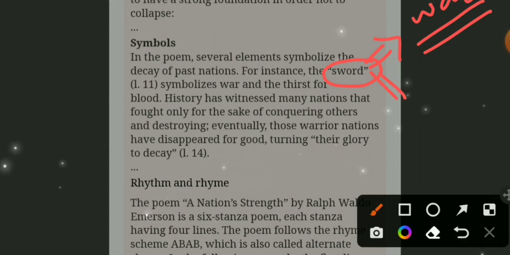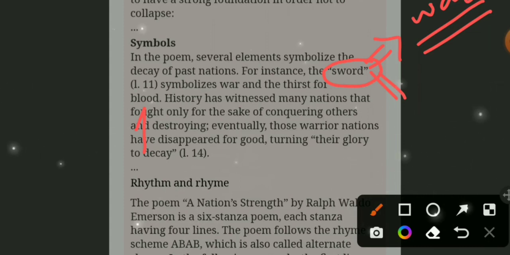Now talking about the rhyme scheme of the poem, if we go by the first stanza: high, strong, defy, throng. The rhyme scheme of the poem is high, A, strong, B, defy, A, throng, B. That means ABAB is the rhyme scheme of the poem, right?